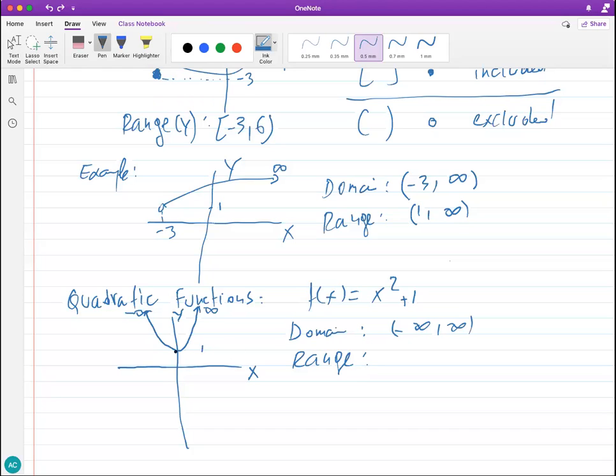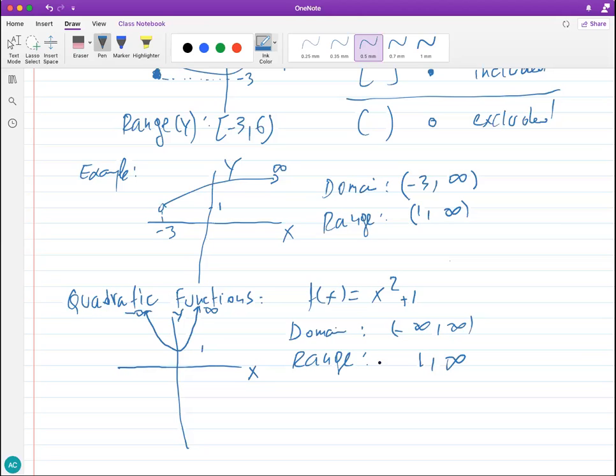The lowest point is here. So there's no y below the 1. So all the y's are here and up. So 1 is here, for example, about 2 here, about 3, 4, and 5, and so on. So the graph doesn't stop. So it goes from 1 to infinity. That's right, it goes from 1 to infinity.